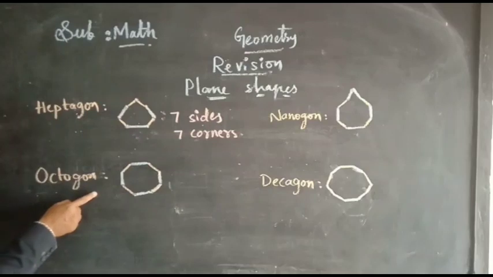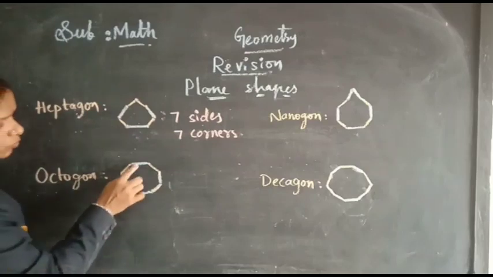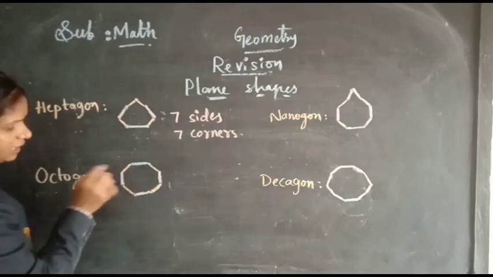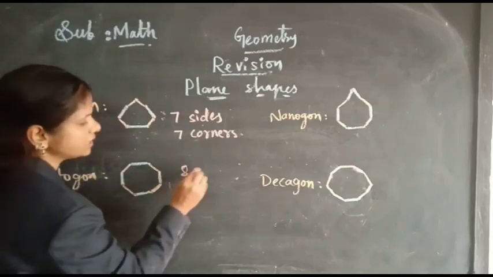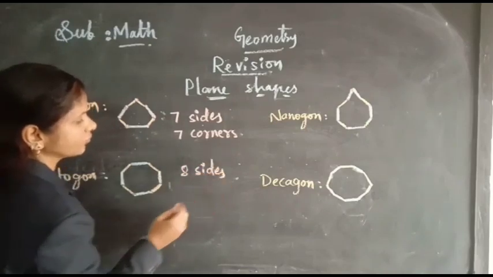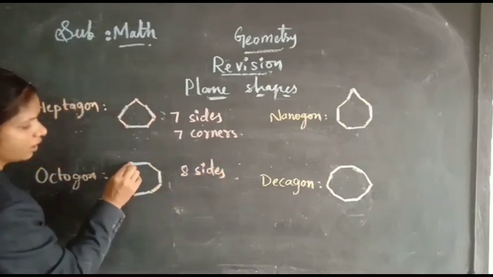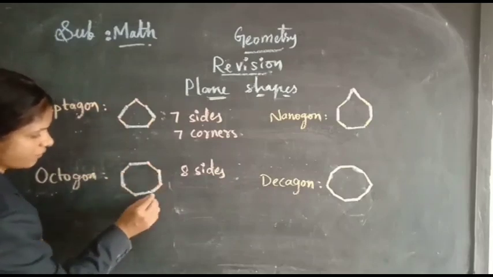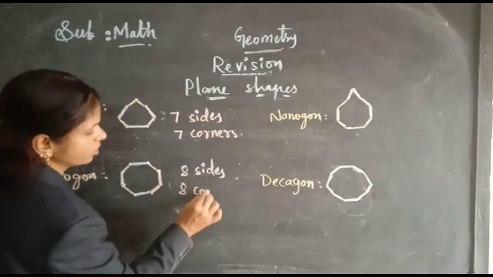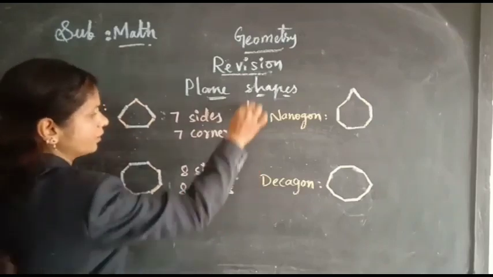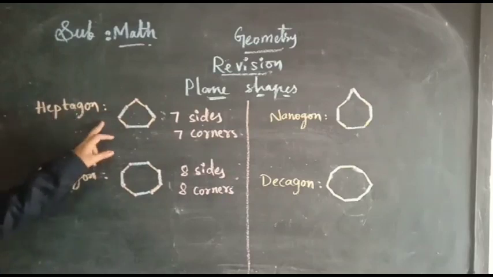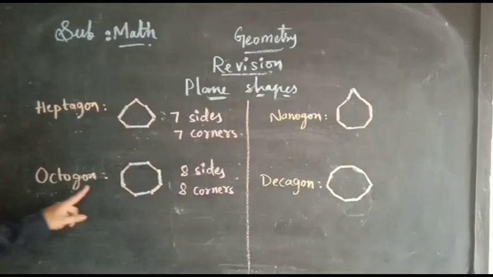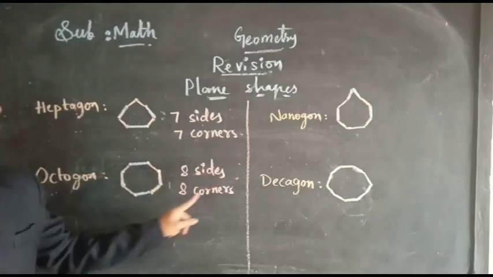Coming to the octagon here, let's count the sides. 1, 2, 3, 4, 5, 6, 7, 8. So octagon has 8 sides. Now count the corners. 8 corners. See, heptagon has 7 sides and 7 corners, and octagon has 8 sides, 8 corners.